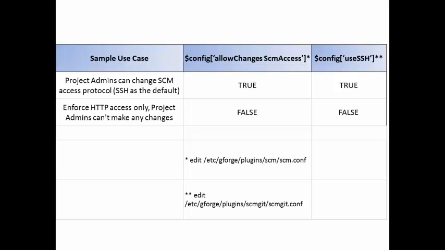Using the settings of these two values, you can get any combination of the two scenarios that we went through. Using the allow changes SCM access value to decide if project admins can choose the access type or not, and using the use SSH value to decide if the access type is set to SSH or HTTP. You can pause the video here to get the names of the values that you need to set, as well as their corresponding file locations at the bottom of the screen.